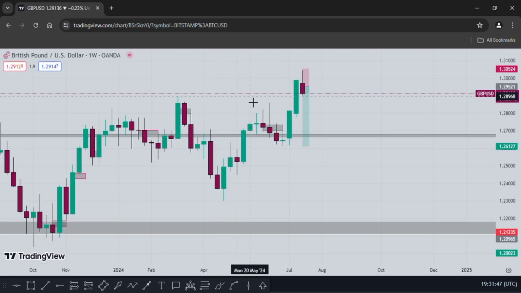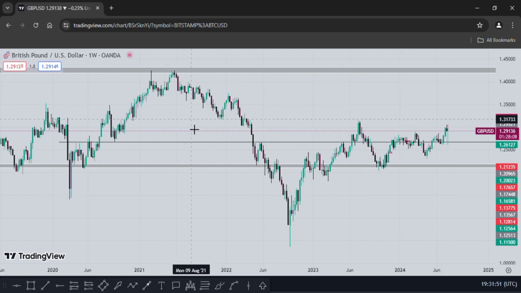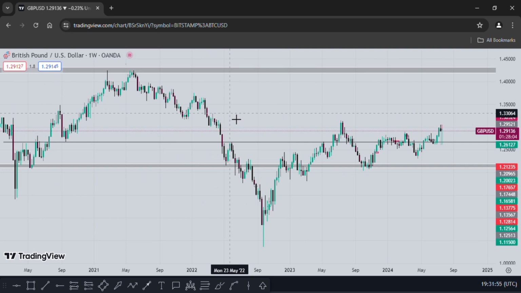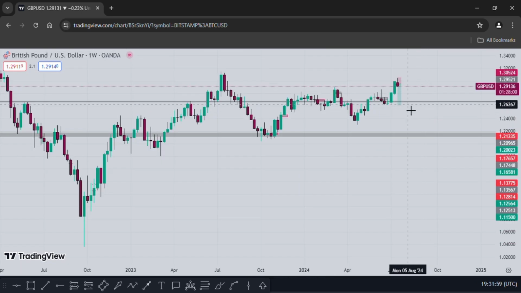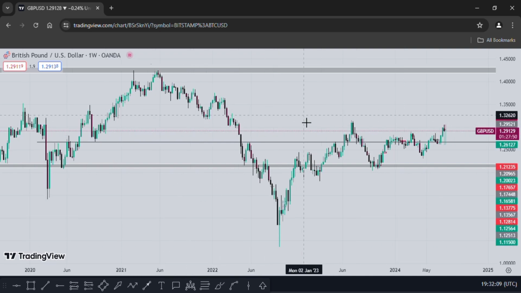Coming over to the weekly time frame, you can see also that the market overextended again, just like it did last year too. Price will always repeat itself. The same pattern it printed last year is the same pattern it's printing over here.